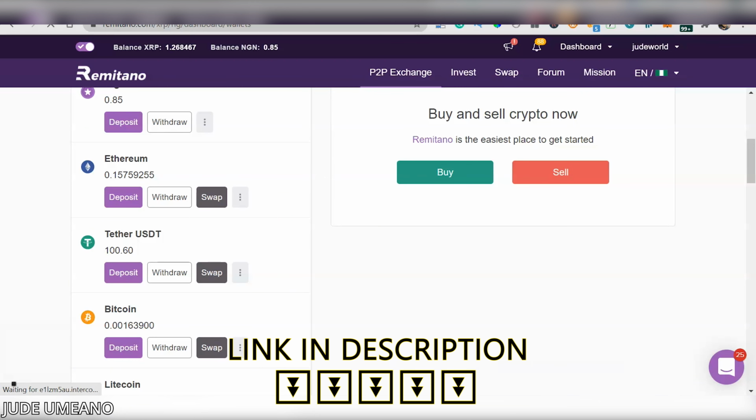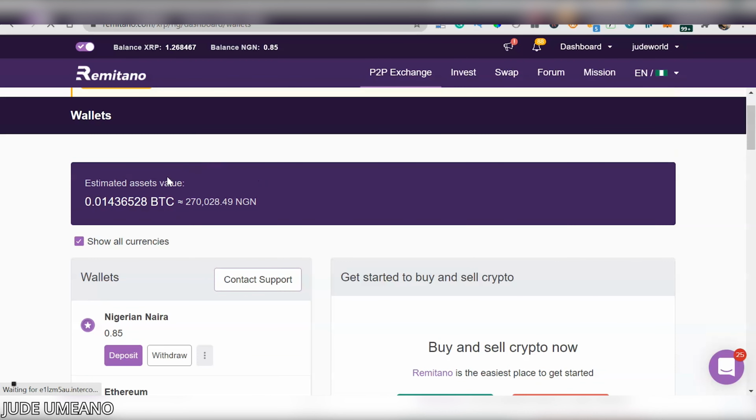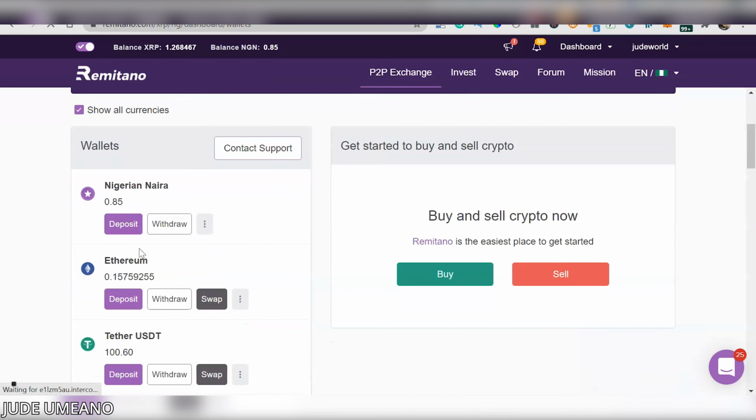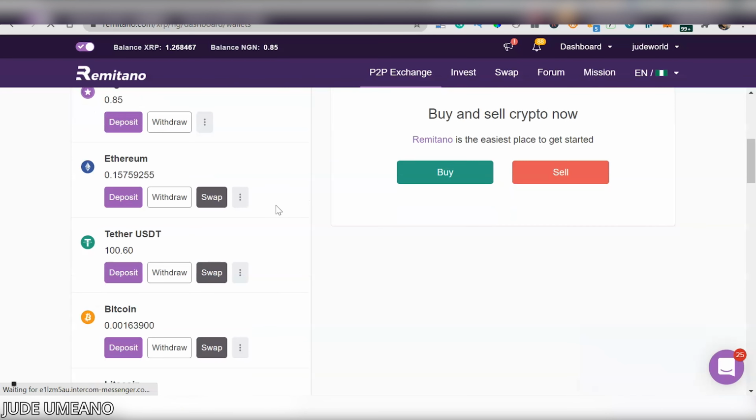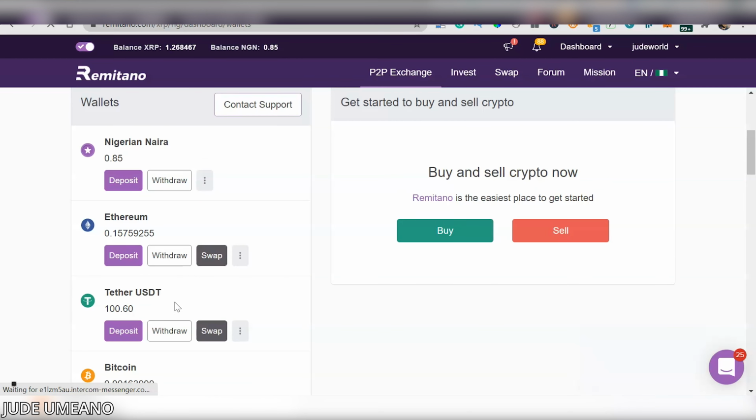So here I have about 270,000 naira in total, and most of it is in my Ethereum wallet. I have 0.157 Ethereum and $100 USDT. Now I want to accumulate more Ethereum. Maybe I'll do another video to explain this, because I believe from Ethereum's trajectory, Ethereum is going to do really well in the coming future.